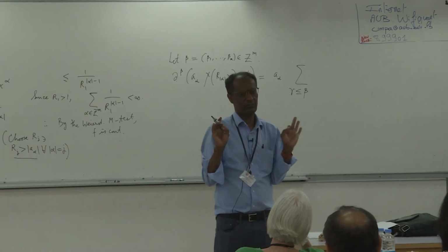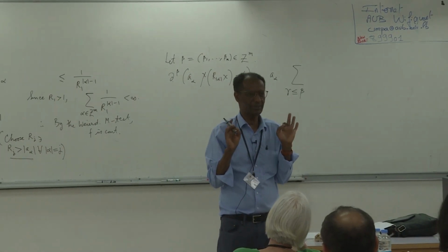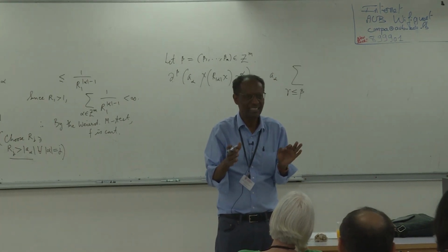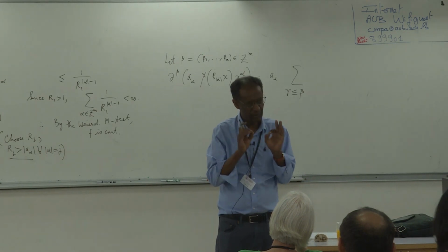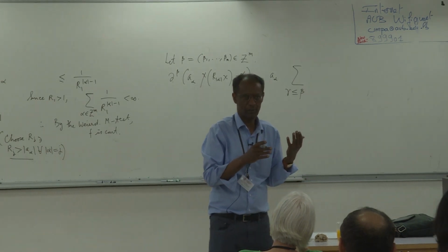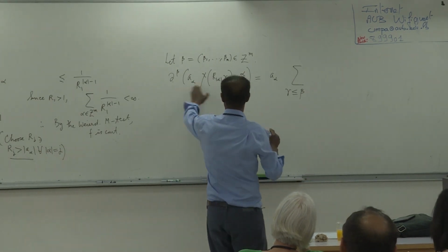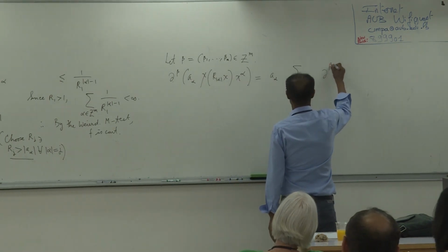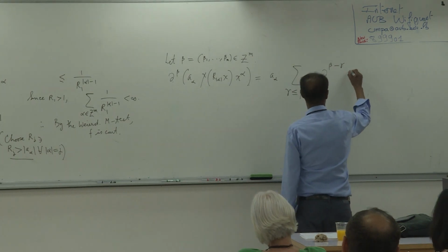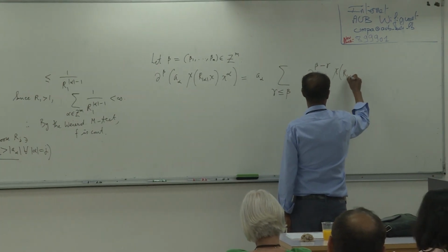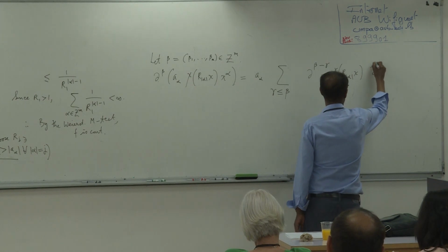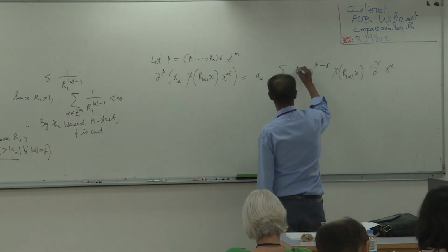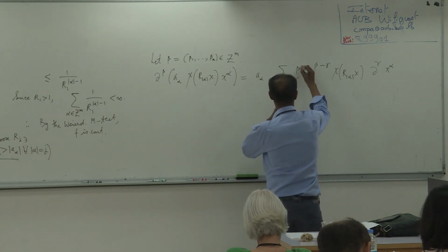This is what I do: I first do it in one variable. If I don't do it in one variable, then I'm hopeless. I do it in one variable, try to understand it very well, and then go to multiple variables. So when you differentiate the product, what do you get? You get the beta minus gamma derivative of chi of r_alpha x times the gamma derivative of x to the alpha, and here you have beta choose gamma.